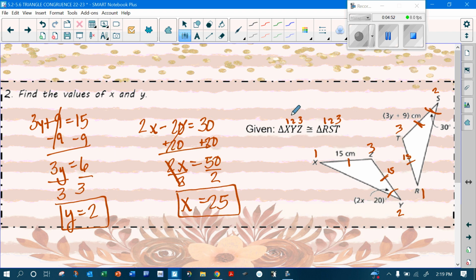So just by knowing that 1, 2, 3 goes with 1, 2, 3, the 1's pair, the 2's pair, the 3's pair, it made it a little easier to know which things are equal to each other.